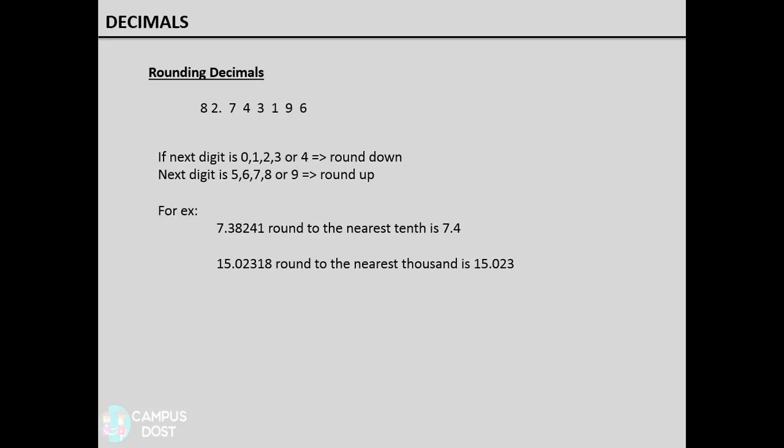Okay, let's try one more. To round this number to the nearest hundredth, we first locate the digit in the hundredth place and then examine the digit to the right of it. Since the next digit is a 5, we must round our number up to 0.37.